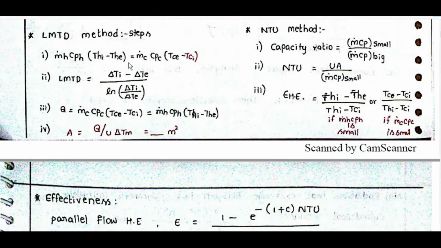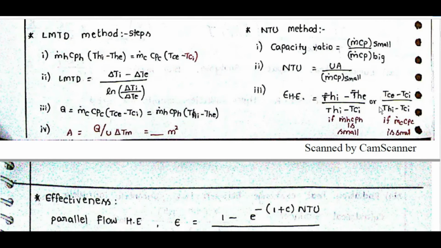LMTD method: mh dot Cph into (Thi minus The) is equal to mc dot Cpc into (Tce minus Tci). LMTD is equal to (delta Ti minus delta Te) by ln of (delta Ti by delta Te). Q is equal to mc dot Cpc into (Tce minus Tci), which is equal to mh dot Cph into (Thi minus The). A is equal to Q by U delta Tm, in meter square. Another method is the NTU method. Capacity ratio C is equal to (m dot Cp) smaller by (m dot Cp) bigger. NTU is equal to UA by (m dot Cp) small.